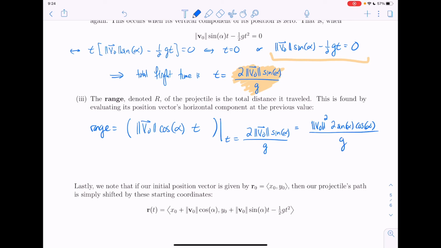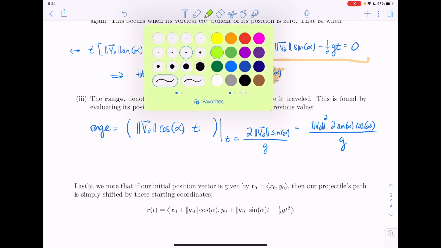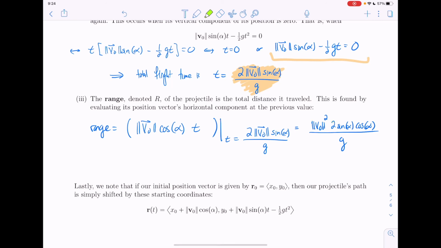Now, I've referenced this earlier in this semester so far, but based on our experience with trigonometry, this object right here is actually a well-known trig identity. If I rewrite everything else, that is actually the trig identity for sine of 2 alpha. So that is a trig identity that we can utilize. And so this becomes the range.